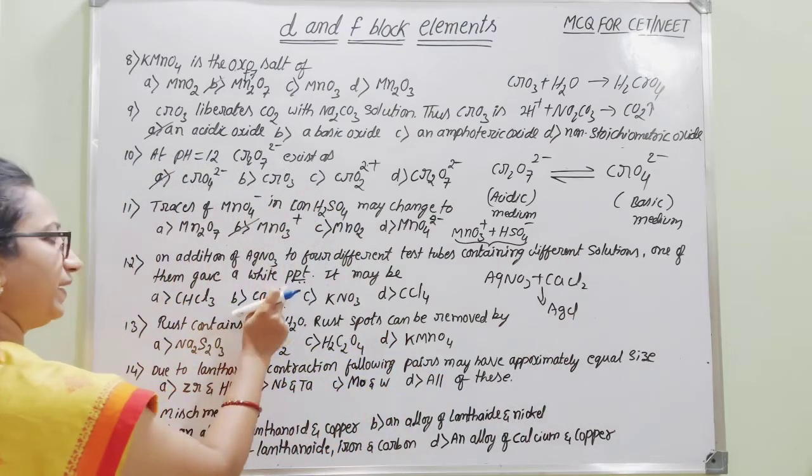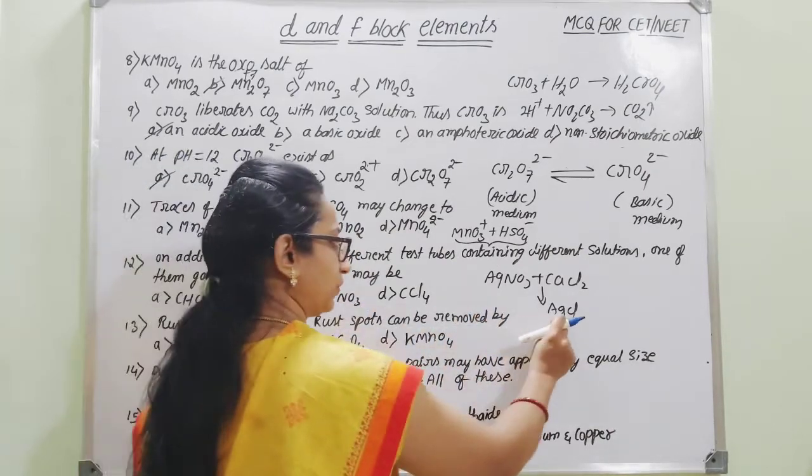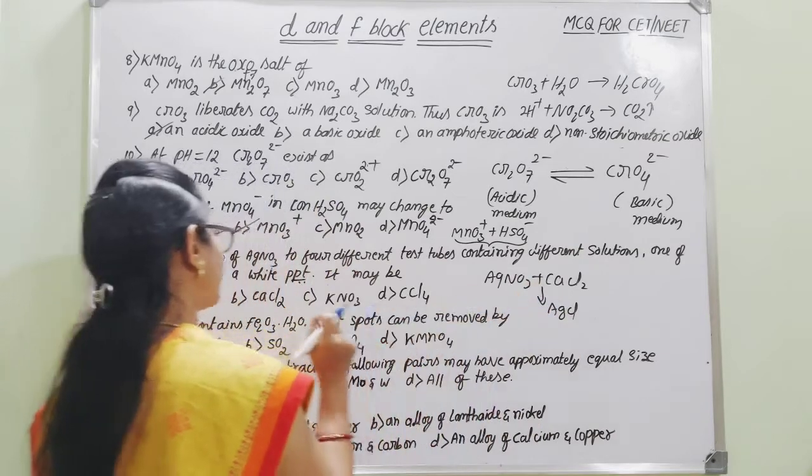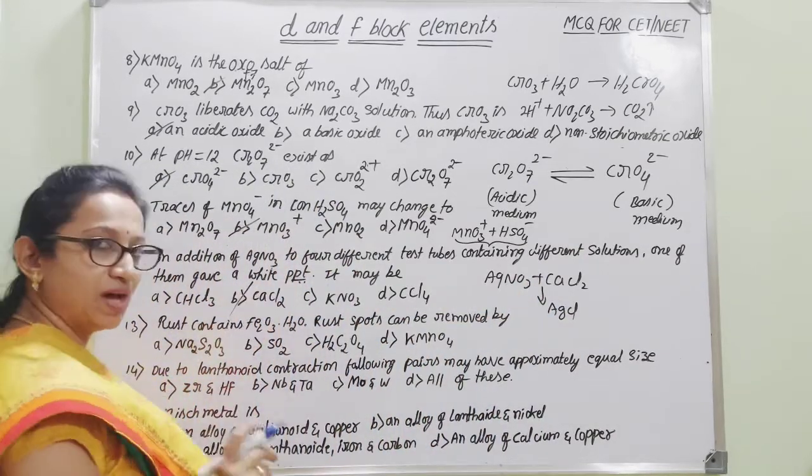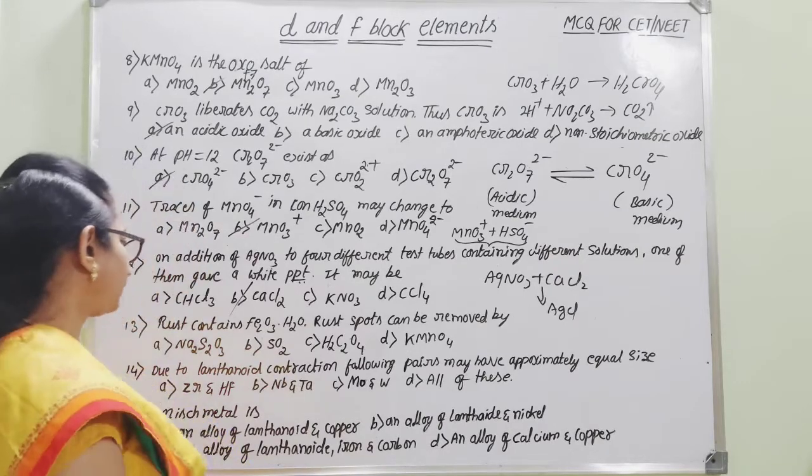That is white in color. The color of silver chloride is white. So hence we can say that it is giving a white precipitate with CaCl2. Option B is the right answer.